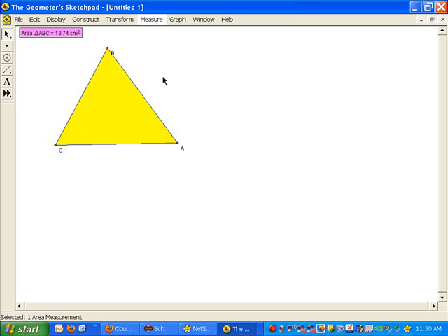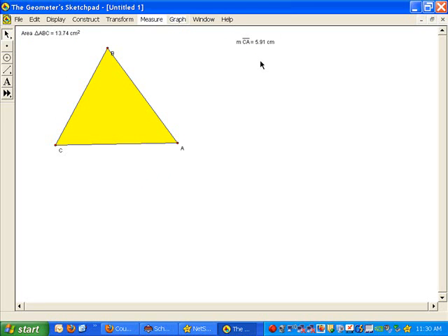What is the area formula for a triangle? 1/2 base times height. Everybody's familiar with that. Let's confirm it with a calculation. In this, let's use base AC. If we use base AC, let's find what that length is. That's a length of 5.91.